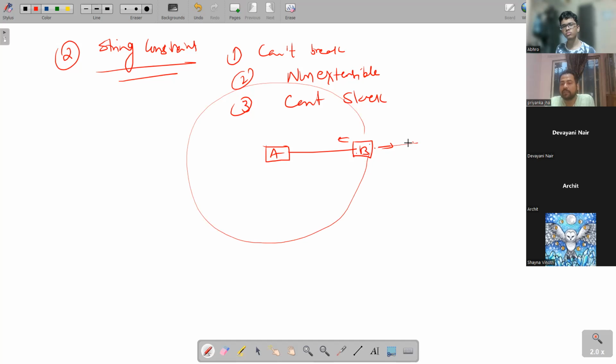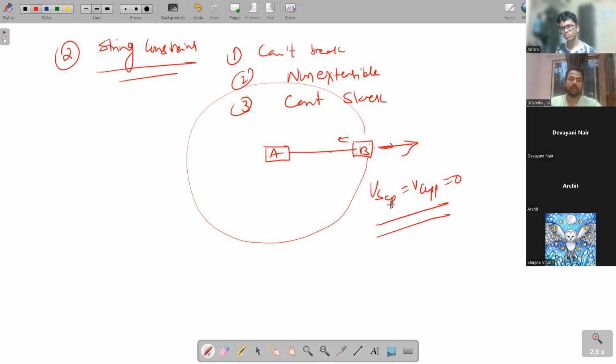But if B moves in this way or this way, the string will break, because A is at rest. Either the string will break or extend, right? That is not possible. That is against the assumption. And if B moves towards A, the string will slack. That is violating the assumption. So velocity of separation and velocity of approach must be 0. Understood? Did you understand this concept?